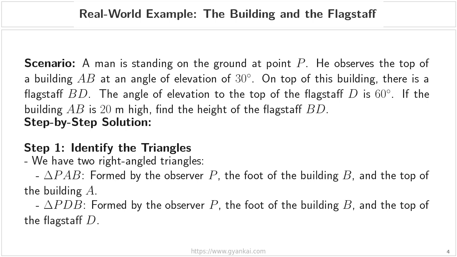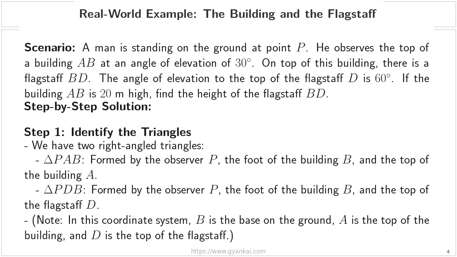First, there is triangle PAB. This is our smaller triangle, formed by the observer at point P, the base of the building at point B, and the top of the building at point A. Second, there is triangle PDB. This is our larger triangle, which includes the observer at point P, the base at point B, and the very top of the flagstaff at point D.